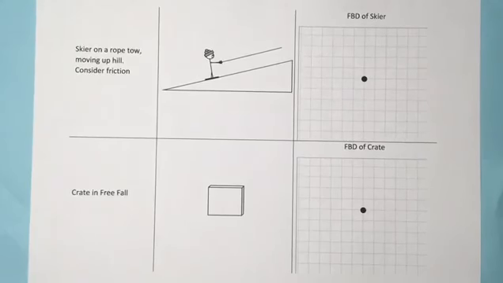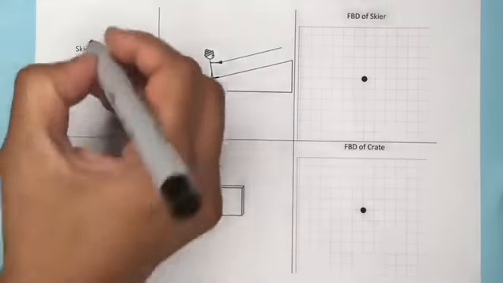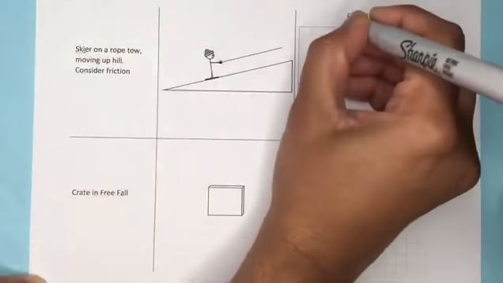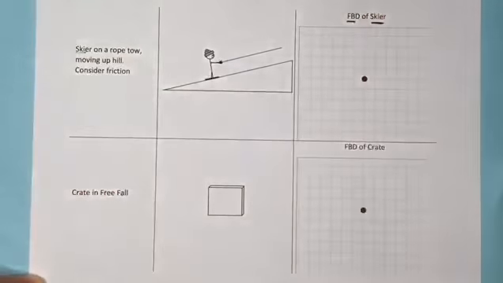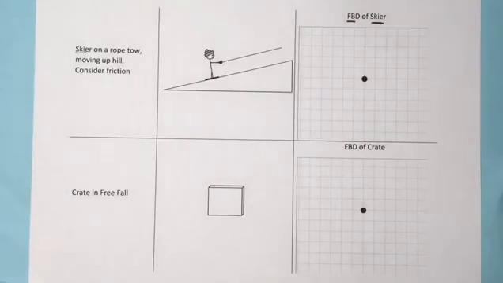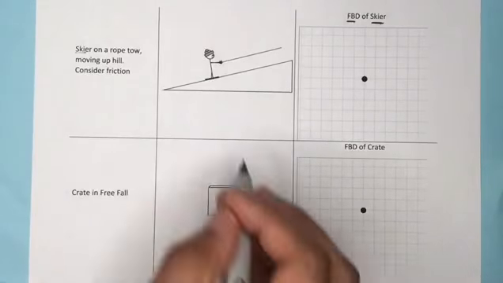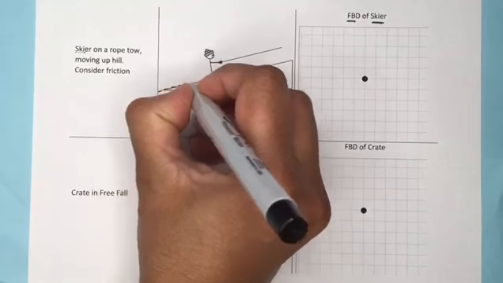In this problem, we are going to draw a free body diagram for the skier. So the skier is moving uphill. So the first thing is we have to identify the object of interest. The object of interest is the skier, and we are trying to draw a free body diagram.